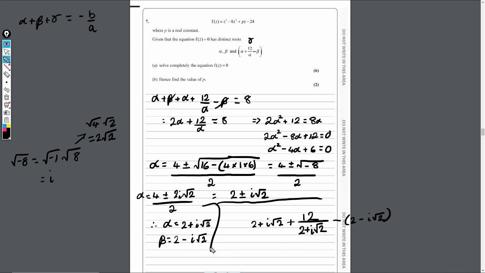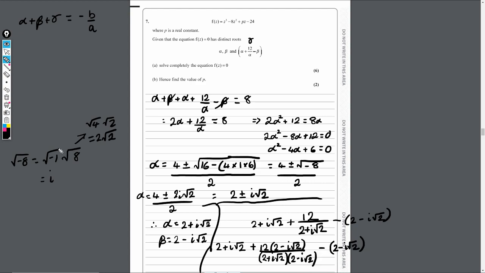So, if I just write it out again, 2 plus i root 2 plus 12 lots of the conjugate, do the same with the denominator. Like so. And then we subtract this beta term here, so minus 2 minus i root 2. So now, we're going to have to simplify this, so I've kind of run out of room here.